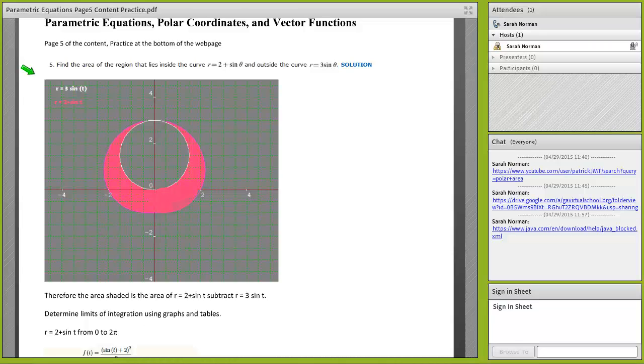And we're going to go ahead and get started with number 5. It says, find the area of the region that lies inside the curve r equals 2 plus sine theta, and outside the curve r equals sine theta.